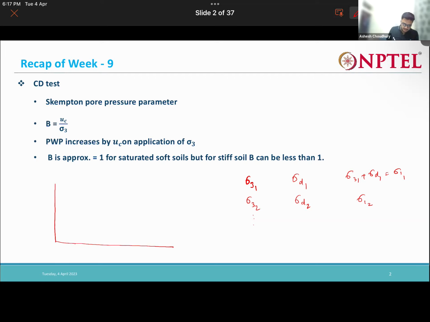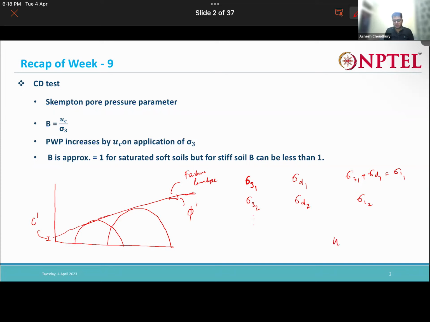So we will get one circle like this, and again. Okay, then what we do, we draw the common tangent to this circle. So this will be actually my failure envelope, and this angle will be my phi dash. This C you obtain will be C dash. Okay, these will be the effective parameters. Why effective parameters? Because my pore water pressure is 0.